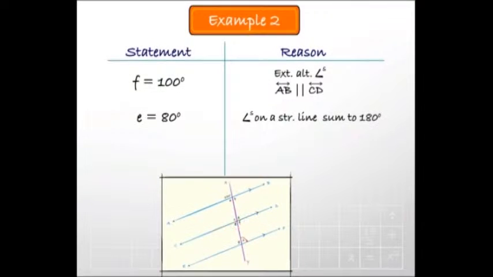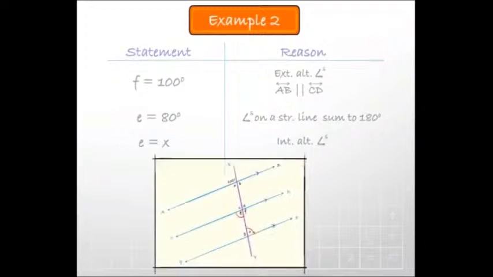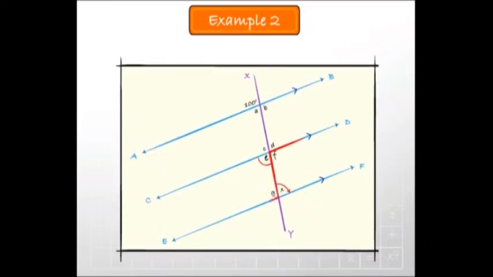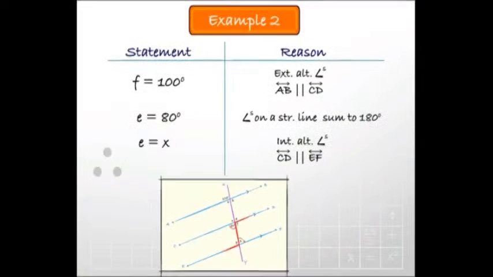Finally, by knowing what E is, we can easily determine the magnitude of X. We know that angle E and angle X are equal, and the reason for this is that they are interior alternate angles. And this is because the line CD is parallel to the line EF. Therefore, because angle X is equal to angle E, and angle E is equal to 80 degrees, we can conclude that angle X has a magnitude of 80 degrees.